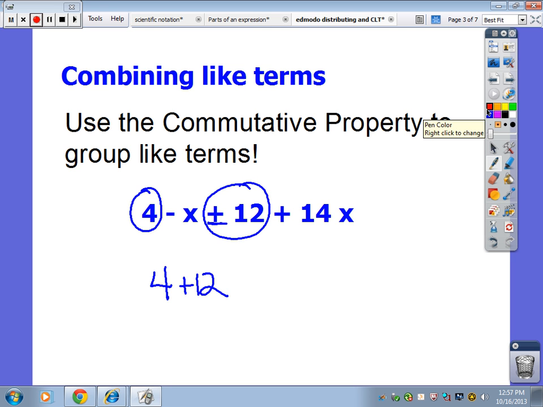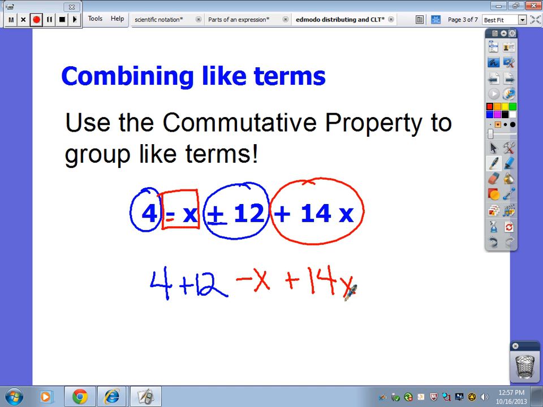And now I want to go ahead and find the terms that have the variable x with it. And that's the negative x. And notice how I included the negative sign. And the positive 14x. And I can rewrite those as negative x plus 14x.